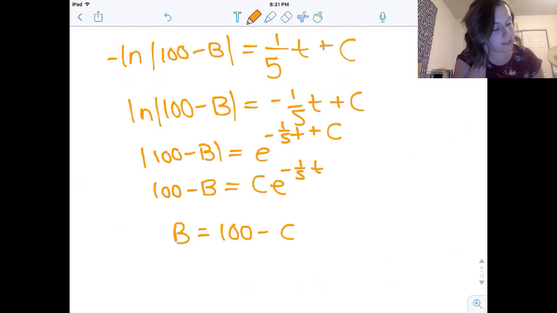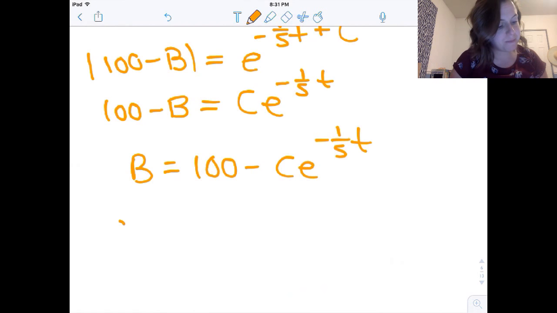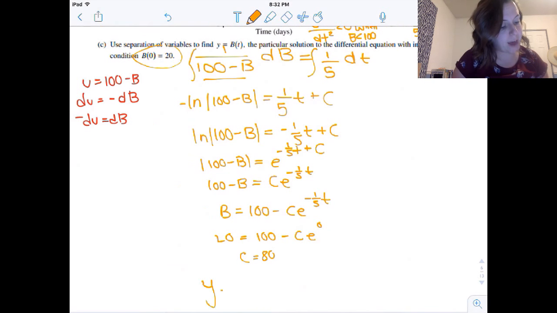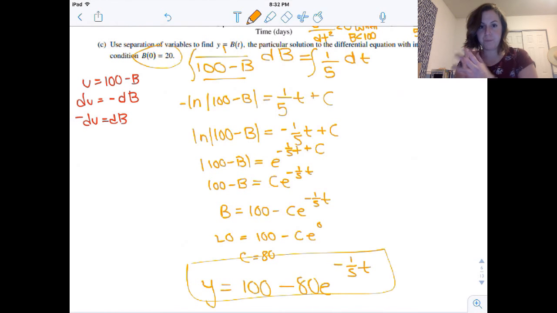And what they asked me to do is find that particular solution at 0, 20. So again, 20 equals 100 minus Ce to the 0. So C has to equal 80. So your particular solution would be B equals 100 minus 80 e to the negative 1/5 t. And that's your particular solution. That is a particularly difficult example. But again, something you guys would be totally capable of, I think, if you got enough practice.